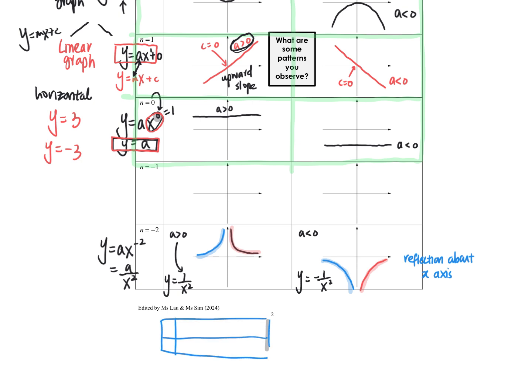Let's say your x is 1. And then your y, right, is 1 over 1 squared. So this is 1. Okay, when x is 2, this one will be 1/4. It gets smaller and smaller, right? But what if you put in a negative number? Can you see that it still becomes positive? So that's why on this side, it is also on the top part, because when you square it, it will become positive.